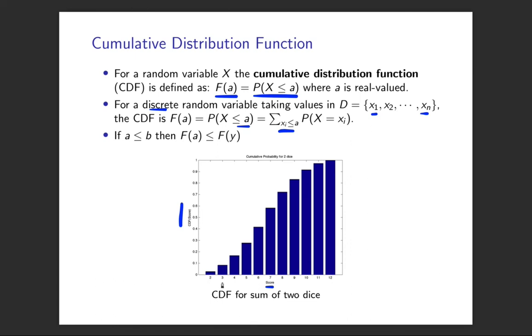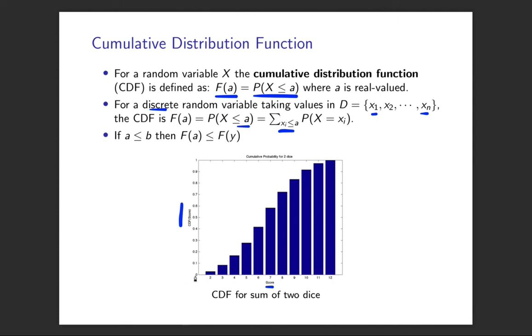The probability X is less than or equal to 3 is the probability that it's equal to 2 or equal to 3. So it's a bit higher: 1 over 36 plus 2 over 36. And so on. F of 4, the probability X is less than or equal to 4, is the probability X equals 2 or 3 or 4. So you sum over all the values of x less than or equal to a, all those probabilities.